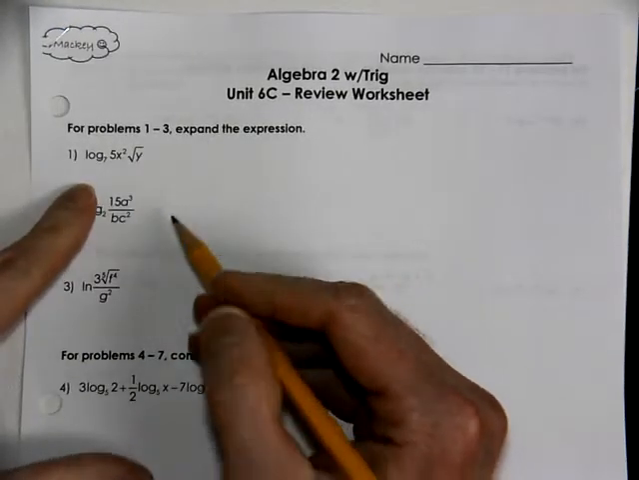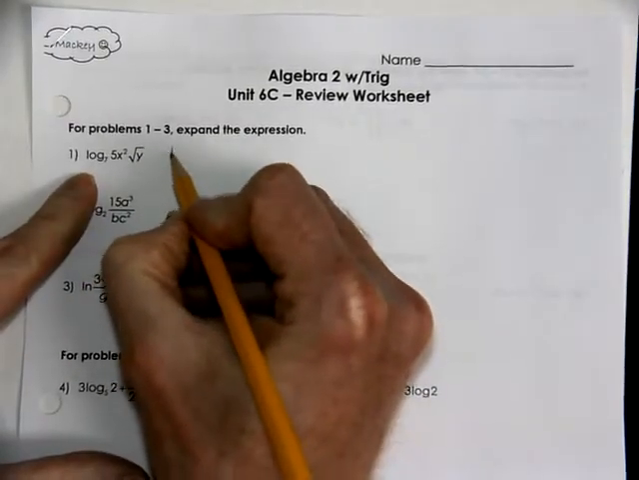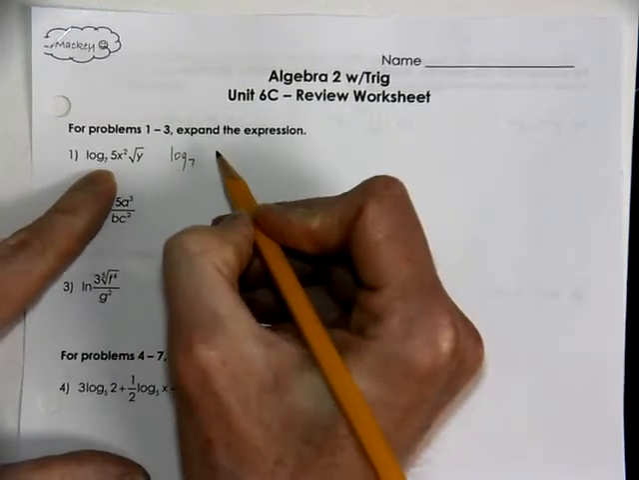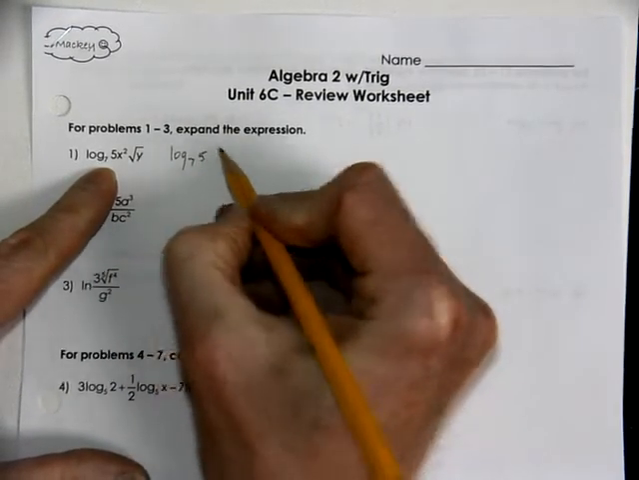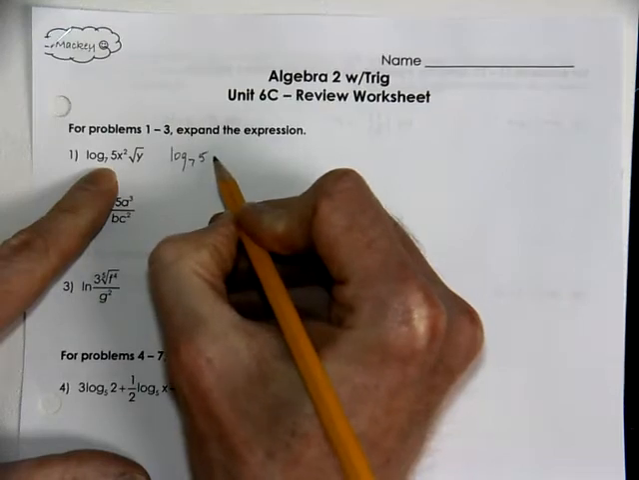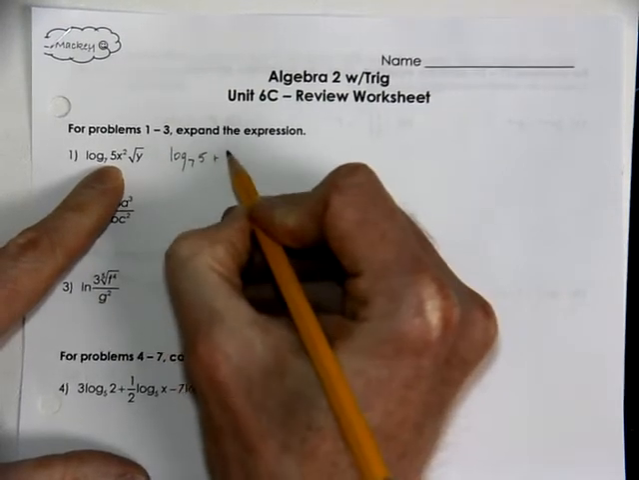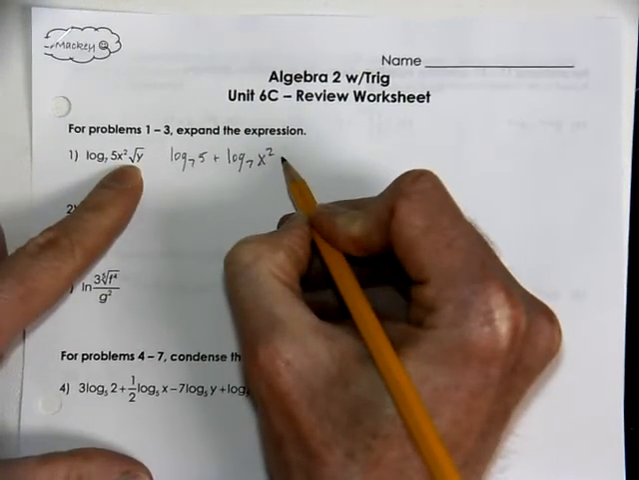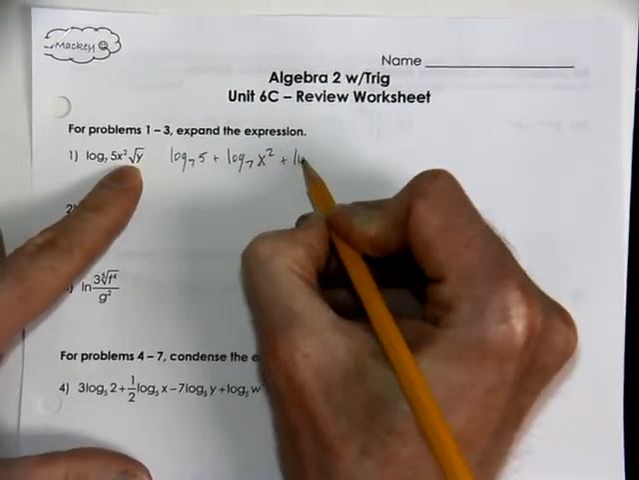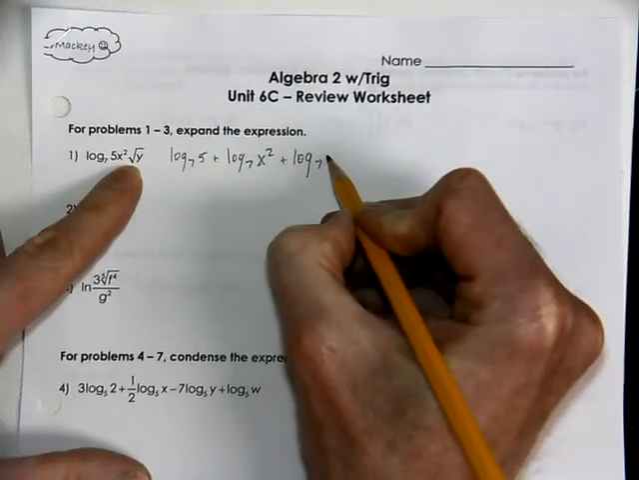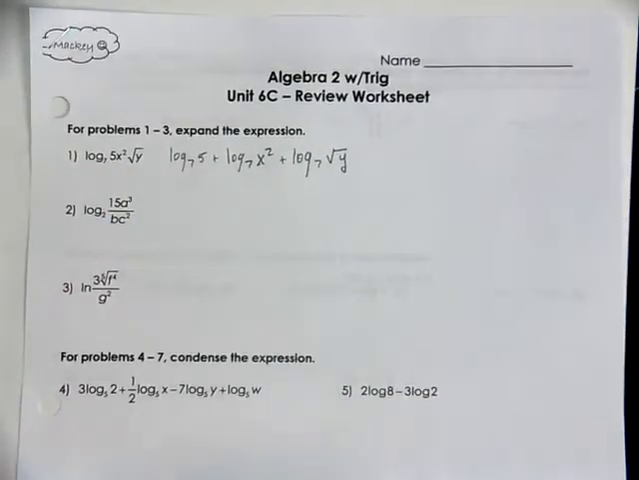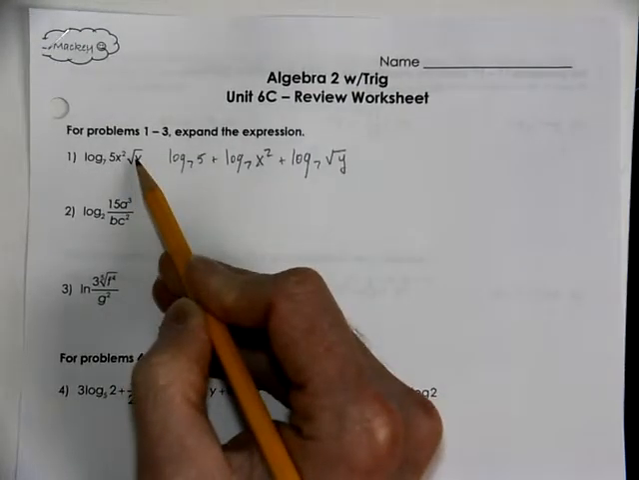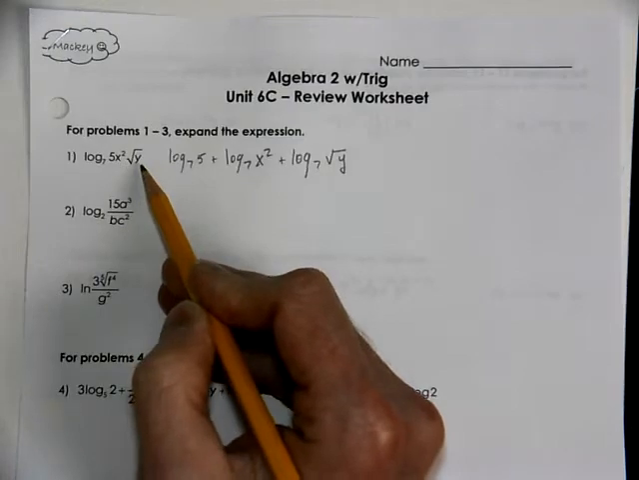So we're going to expand. So we're going to take the log base 7 of 5 plus log base 7 of x squared plus log base 7 of the square root of y. Because they're multiplying, we put pluses in between.